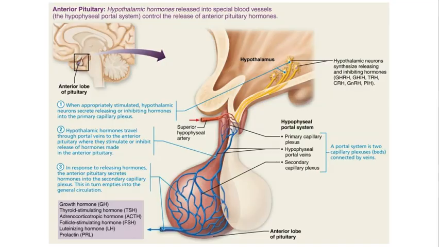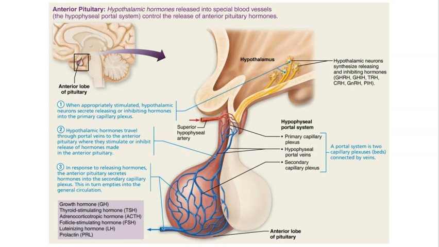So here we see the connection between the hypothalamus and the anterior pituitary. Now notice there is no direct neural connection between the hypothalamus and the anterior pituitary gland. Instead, the connection is vascular. This means that the neurons in the hypothalamus produce their inhibiting or releasing hormones, and then those neurons will secrete those hormones into small capillary beds that are located within the anterior pituitary. When stimulated, the hypothalamic neurons will secrete their releasing hormones, or their inhibiting hormones, into the primary capillary plexus, seen at the top of the anterior pituitary in this diagram.